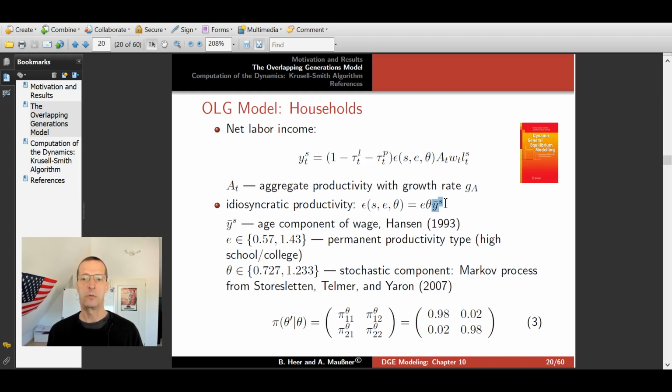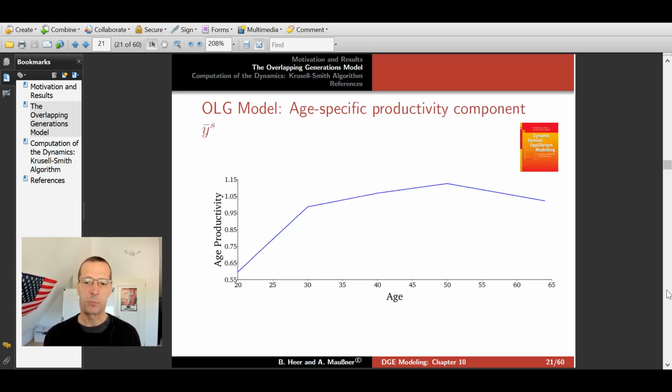The idiosyncratic productivity epsilon, we choose as a product of the permanent productivity E, stochastic productivity theta, and the age component. The age component, we take the profile estimated by Hansen in 1993, but it hasn't changed that much. It's presented here in this figure. As you can see, for example, the 51- and 52-year-olds have the maximum age productivity, which is about twice as high as the age productivity of the 21-year-old. And we copy this age profile.